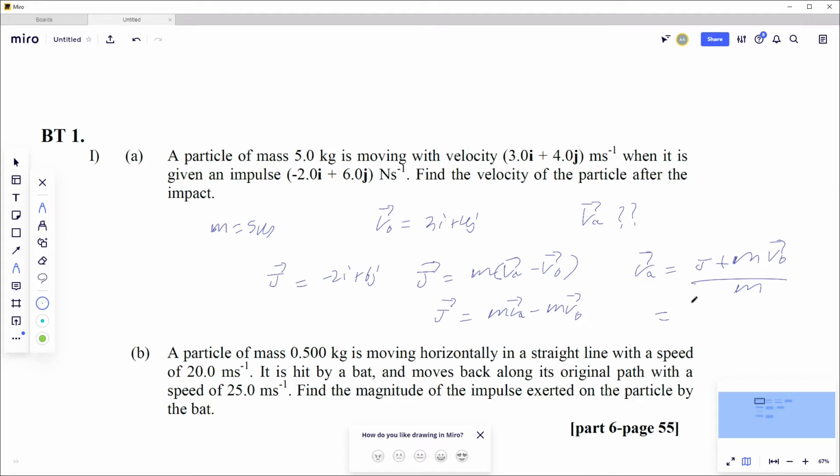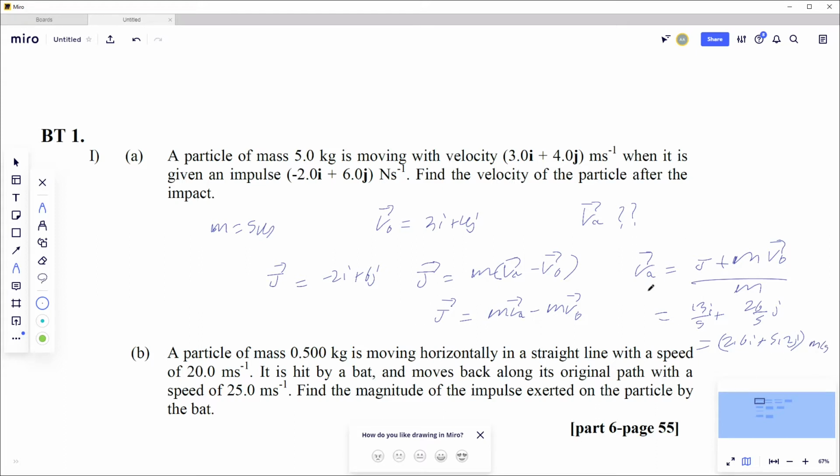You're going to get 13 over 5 plus 26 over 5. This is i and this is j. If you want it in decimals, you're going to get 2.6i plus 5.2j. What's the unit, if you were concerned? It's velocity, so it should be meters per second.